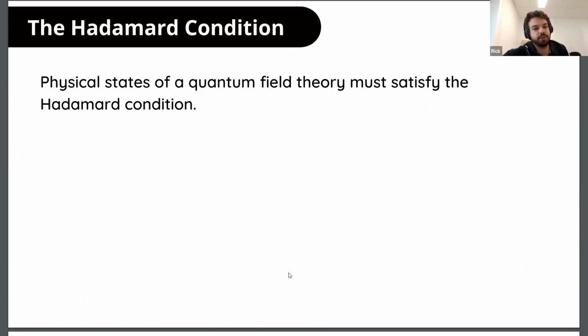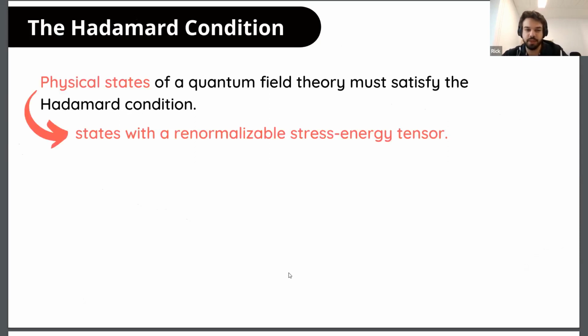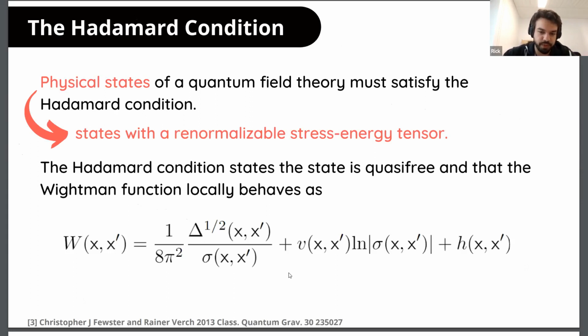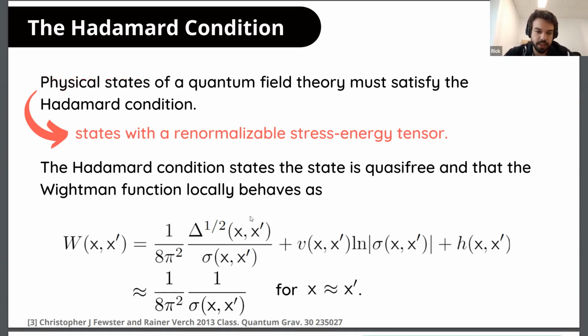of spacetime. So physical states in a quantum field theory must satisfy the Hadamard condition. When I say physical states, I mean states with a renormalizable stress energy tensor. And this Hadamard condition is something that showed up already before in the conference in previous talks, so I'll just briefly review it. So essentially it states that the state must be quasi-free and that the Wightman function behaves locally as this expression here, which, to be honest, the only thing that will really be relevant for us is the fact that when the points x and x prime are sufficiently close together, this expression here becomes simply 1 over 8 pi squared and 1 over this 1/2 geodesic distance between the 2 points, essentially.